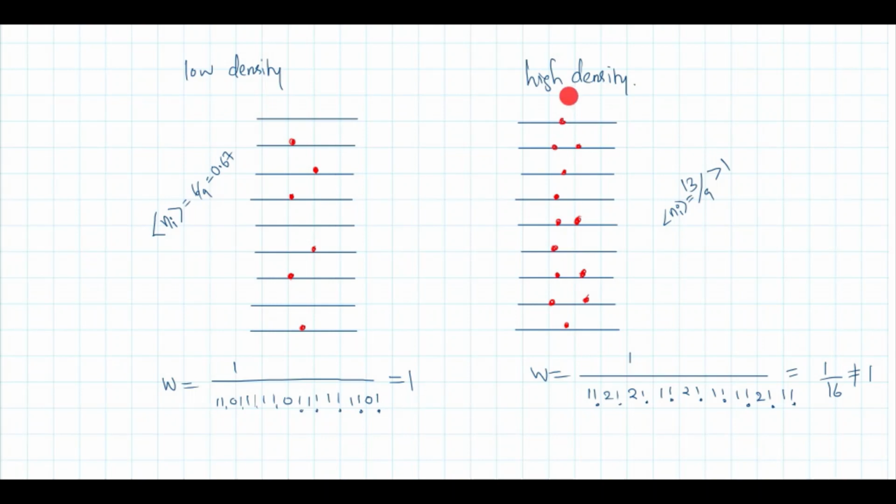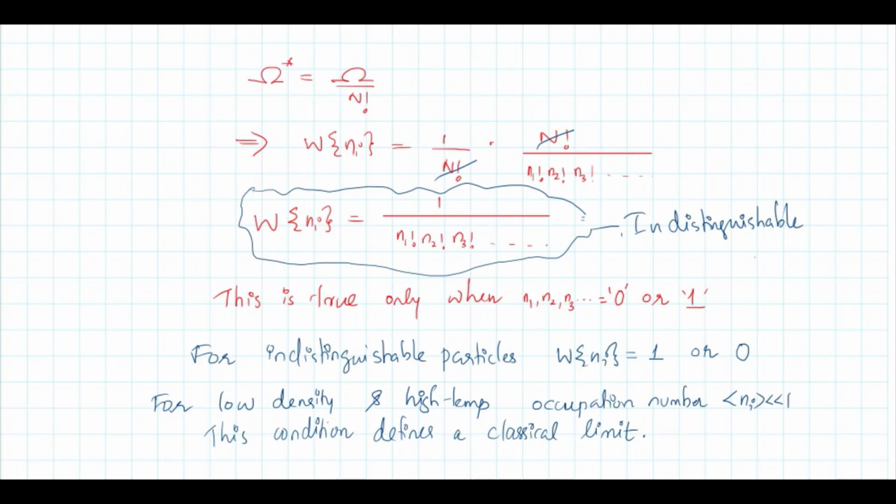But if the particle density is high, 9 levels and 13 particles, in some levels there are 2 particles. That can be 3 also. Now in this figure, in some levels there are 2 particles. Then what is W? 1 divided by 1 factorial into 2 factorial into 2 factorial into 1 factorial into 2 factorial into 1 factorial, etc. So this will be 1 by 16. That is not equal to 1. For indistinguishable particles, this W should be either 1 or 0. So if any level is occupied by more than one particle, this equation also goes wrong.